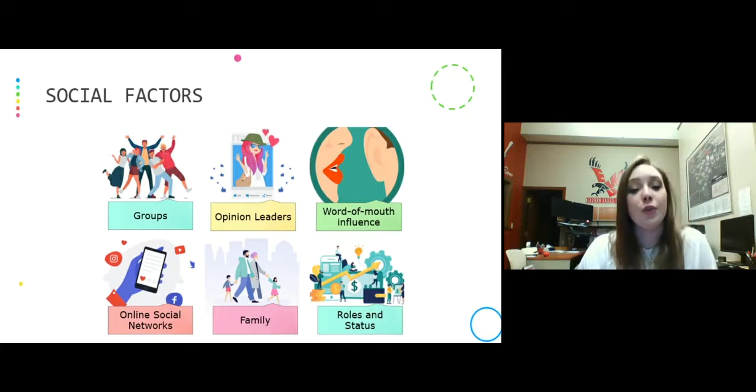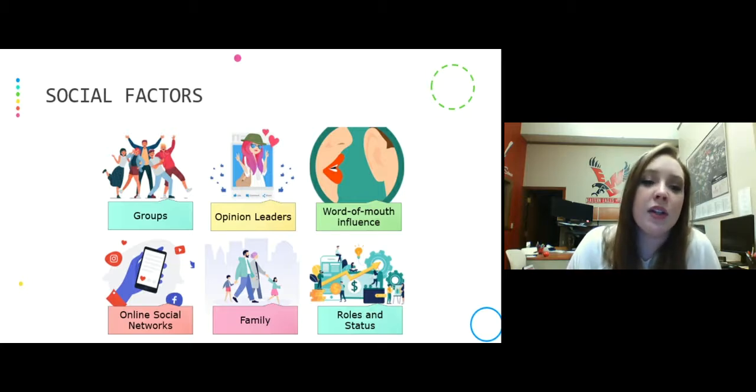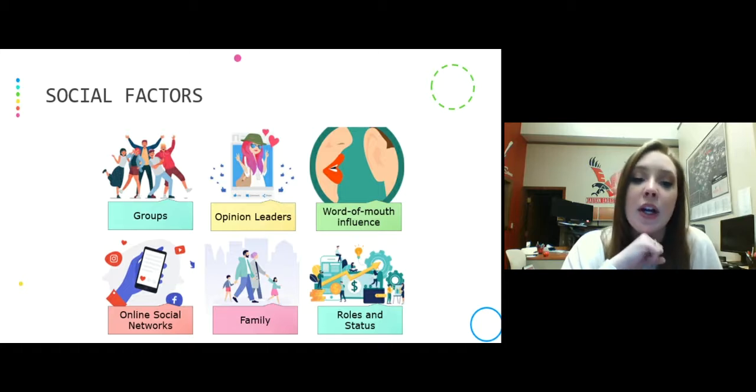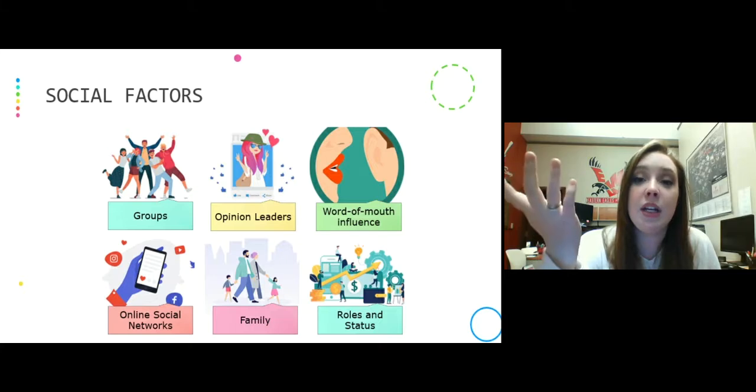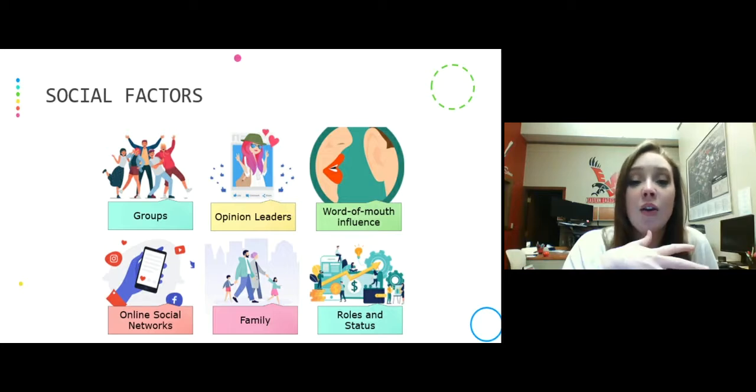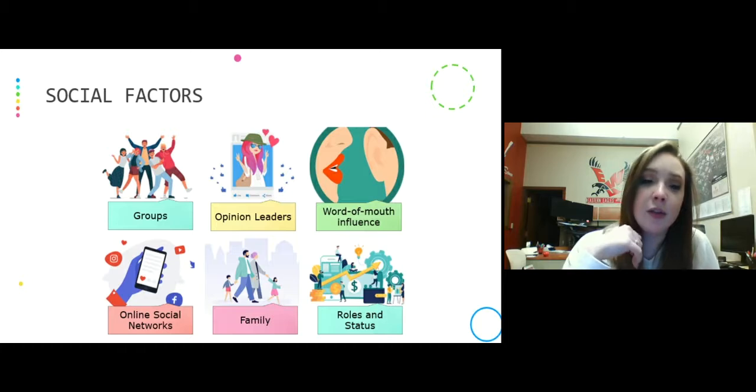So first we have groups, and groups have a direct influence to which a person belongs to, and that could be a membership group. And reference groups serve as a direct or indirect point of comparison or reference informing a person's attitudes or behaviors. And lastly, there's an aspirational group into which the individual wishes to belong. So your groups can be your friends, it could be your club, your sports teams, it could be anyone that you continually hang out around, while an aspirational group is a group that you wish to be a part of.